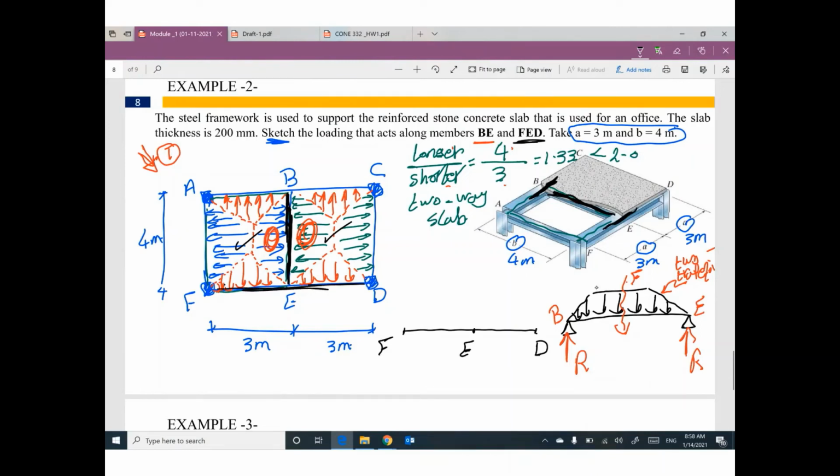This beam is supported at F by a column, this column, and at D by another column, this column. At E, we have concentrated load R with a reaction R. This R is coming from this secondary beam, which is this R. That's all? Guys, that's all for beam FED.